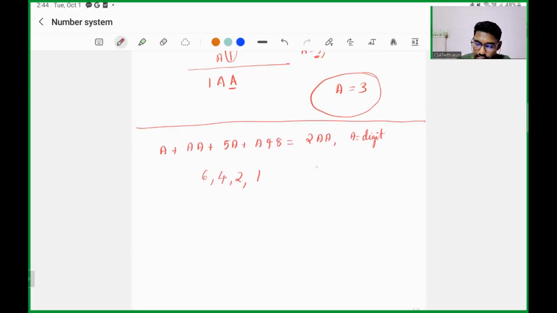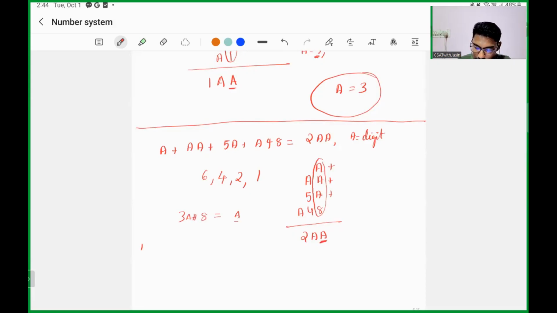So here I am writing A plus AA plus 5A plus A48 is equal to 2AA. Now, if you are doing the calculation, what you need to do is take the unit digit: A plus A plus A, that is 3A, plus 8. So we are getting 3A plus 8, and we need to get the unit digit as A itself.